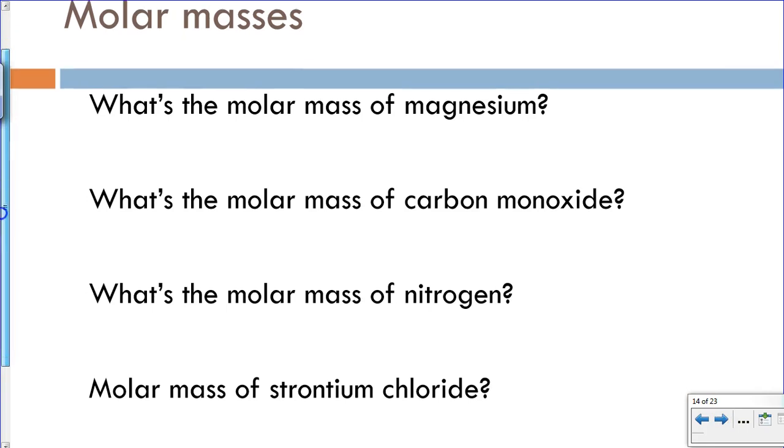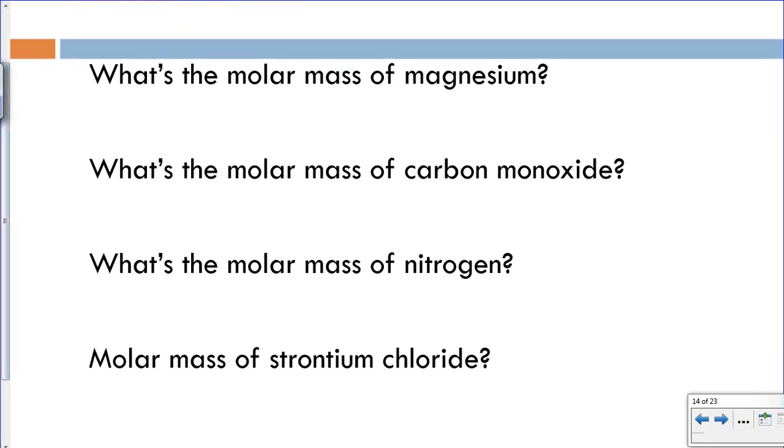What happens when we get to something like the molar mass of magnesium? Well, as I just said, if you look on the periodic table, it says that it's 24.31 grams per mole.